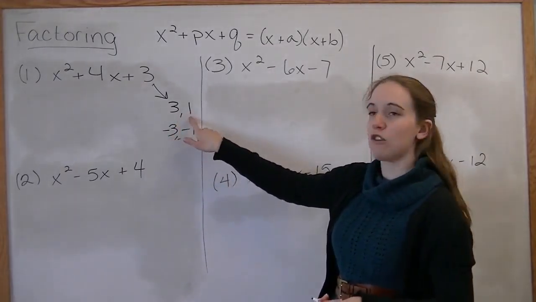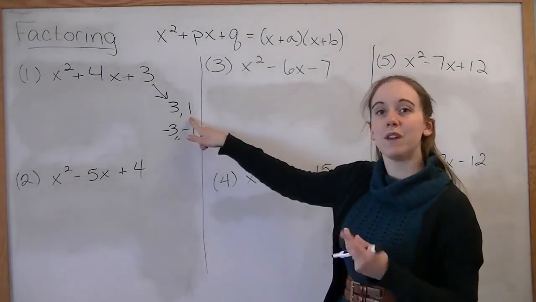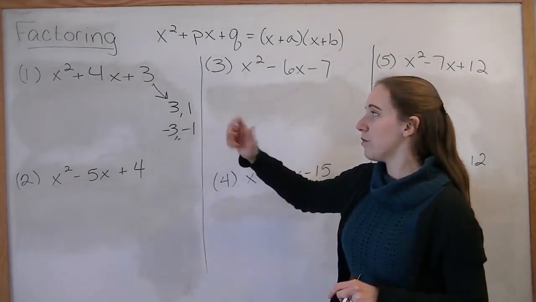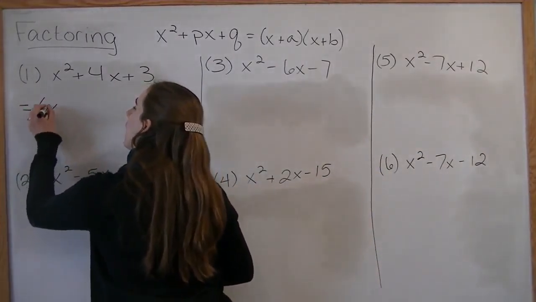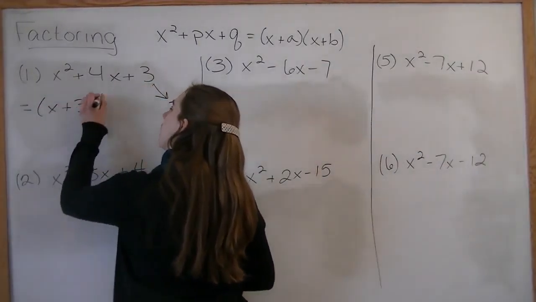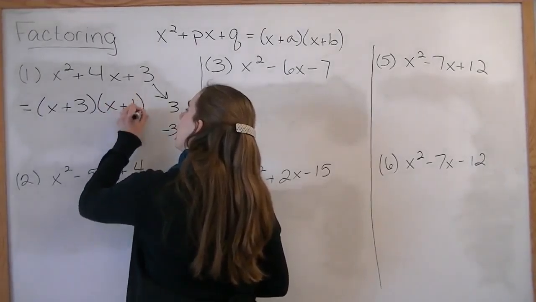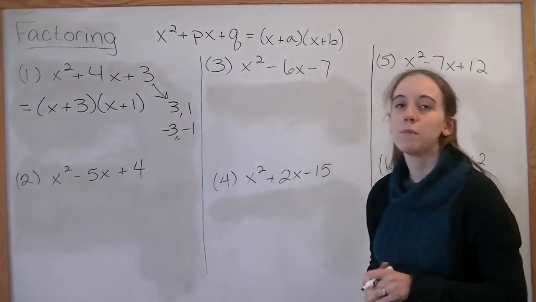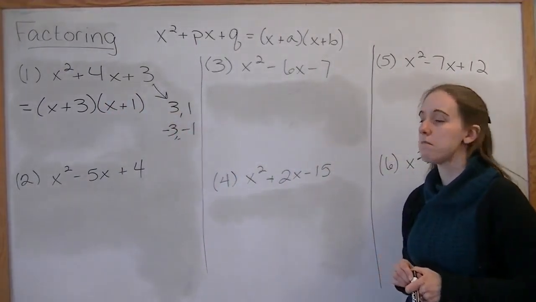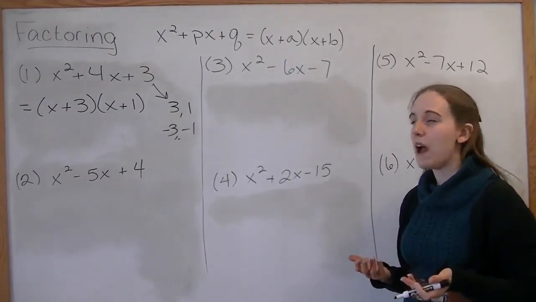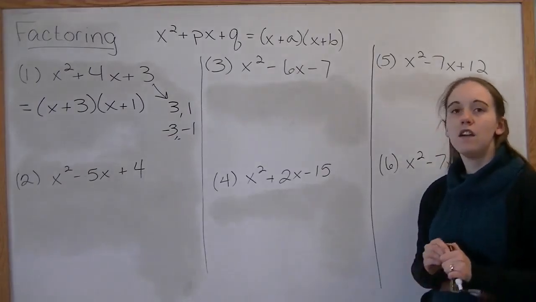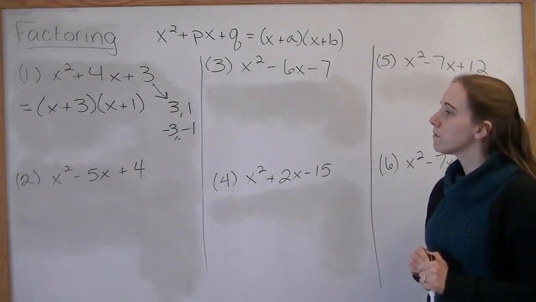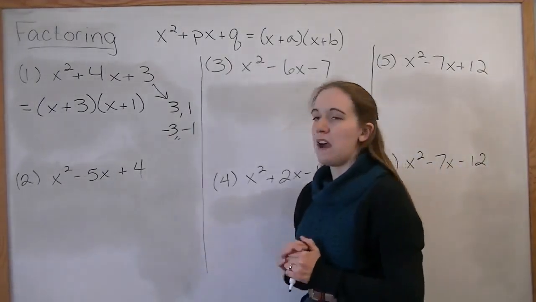Here's my A, here's my B, or vice versa. We can always flip them. It doesn't matter because multiplication is commutative. So we get x plus 3 times x plus 1, or x plus 1 times x plus 3. So that one wasn't too bad. 3 is prime, so we only had two possibilities for A and B. Let's look at this one now.